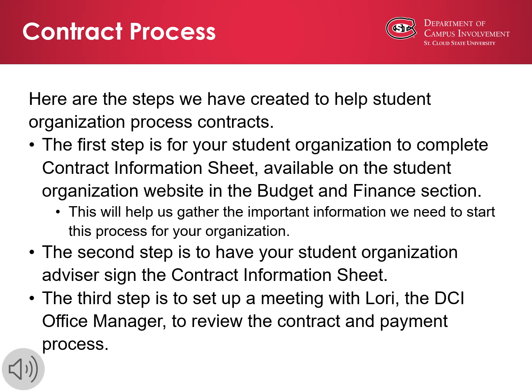The first step is for your student organization to complete the contract information sheet, available on the student organization website in the Budget and Finance section. This will help us gather the important information we need to start this process for your organization. The second step is to have your student organization advisor sign the contract information sheet. The third step is to set up a meeting with Lori, the DCI office manager, to review the contract and payment process.